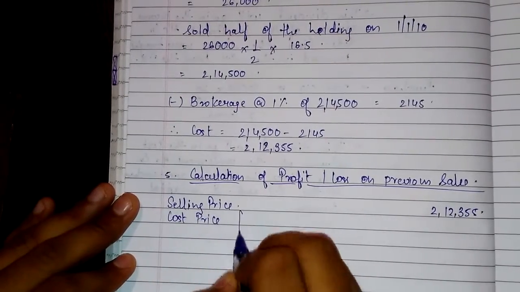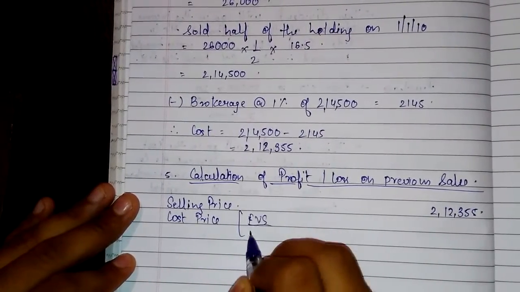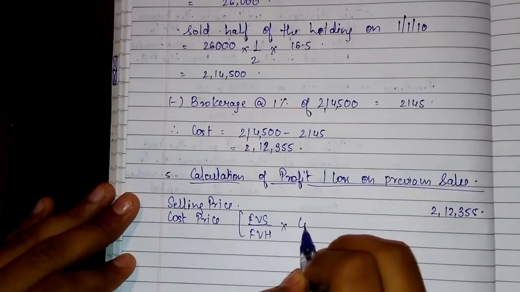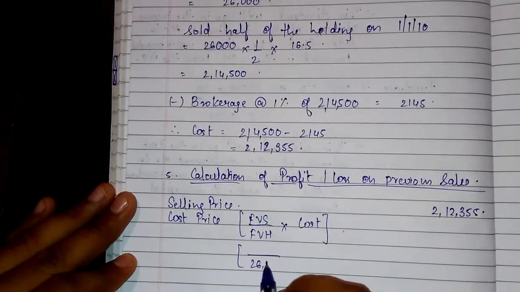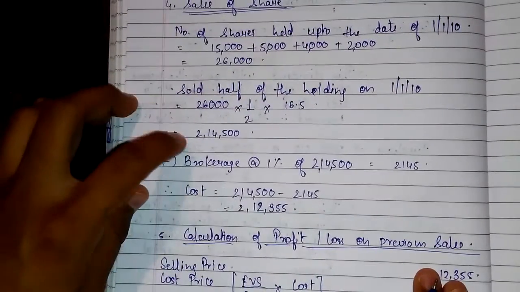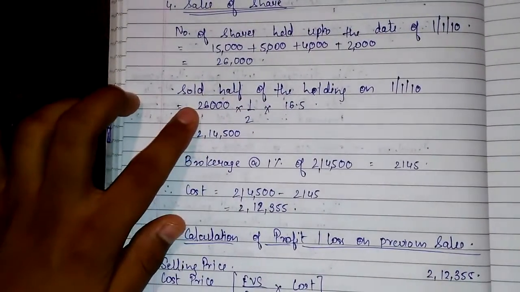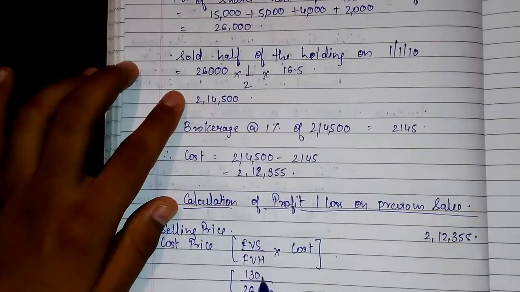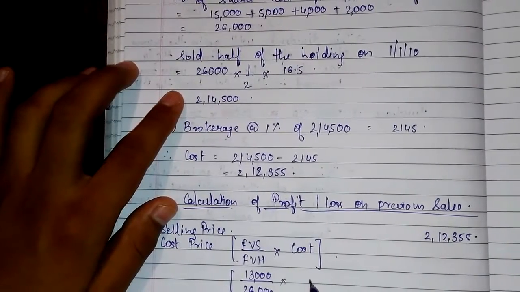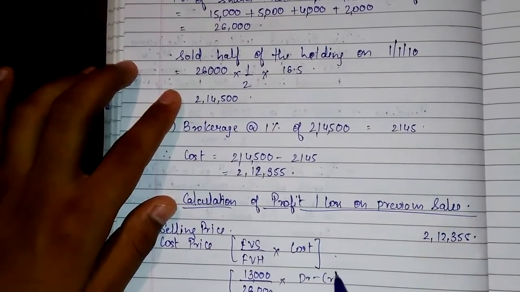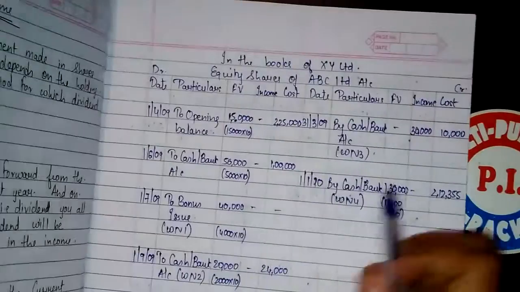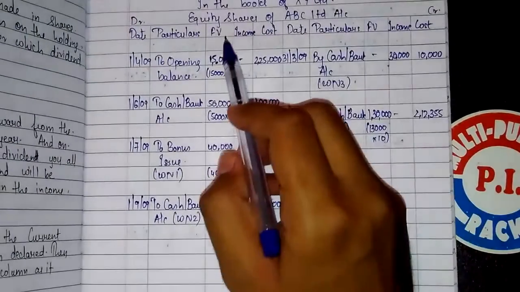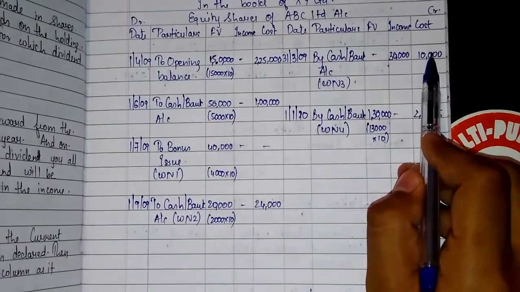The formula is face value sold divided by face value held into cost. So we know face value held is 26,000. From the calculation of the total sales, here we know 26,000, and face value sold is 13,000. We know that also. Now we just need to simply calculate the cost, that is debit minus credit cost before the date of sales.